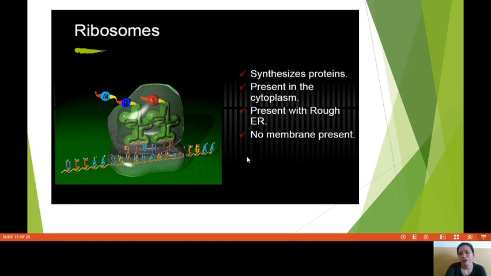The one that makes your protein is your ribosomes, present in the cytoplasm and in the rough endoplasmic reticulum. Later on, you will learn about the rough ER. No membrane is present, meaning this organelle is not covered by a membrane. They live as is. The important thing to take note of is making, or synthesizing, protein.